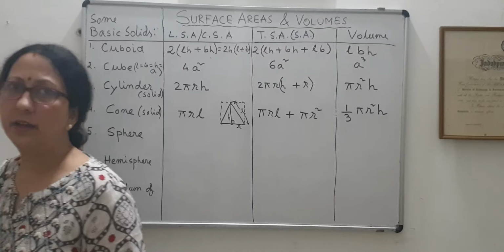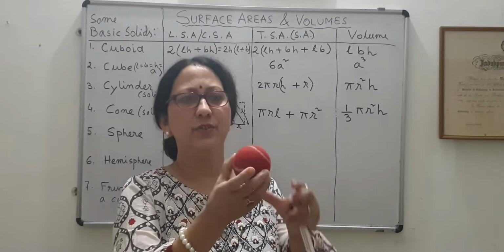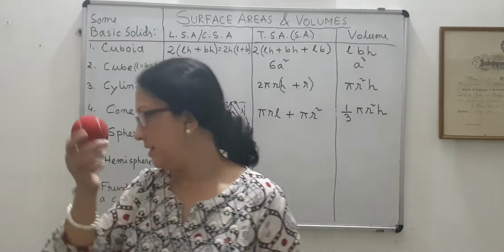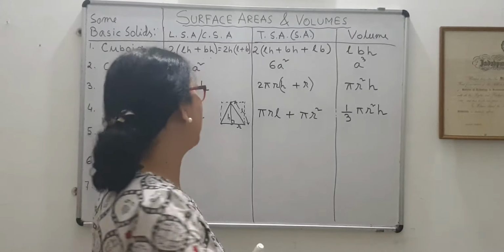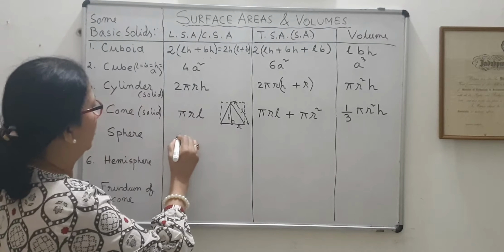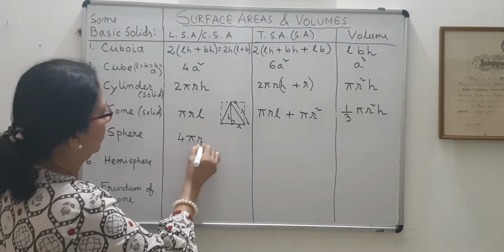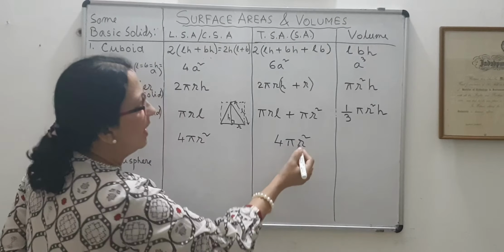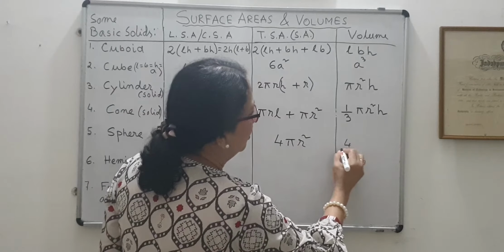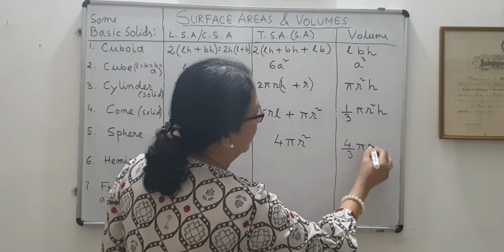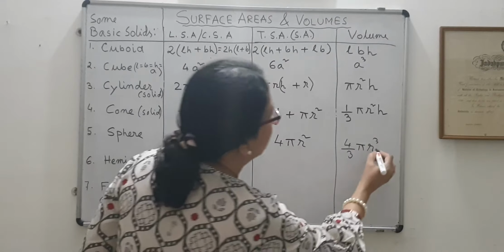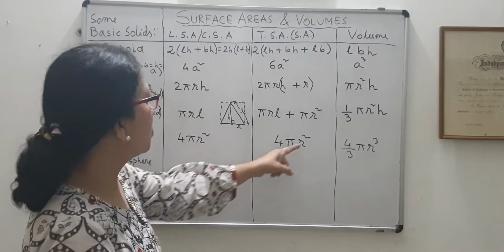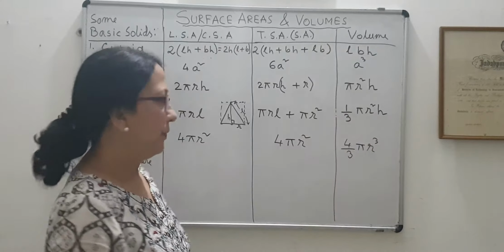Sphere, you know, it is like a ball. And the sphere you see is only one surface. So CSA and total surface area are the same, and it is found, by measuring, to be 4 times pi r square. So it is 4 pi r square. This will also be the same since there is only one surface. And the volume formula you have to remember is 4 by 3 pi r cube. One thing you must observe: dimensions of area is 2, whereas dimensions of volume is 3.